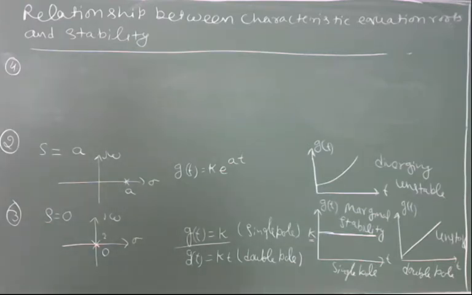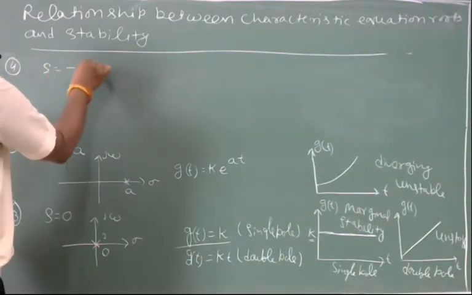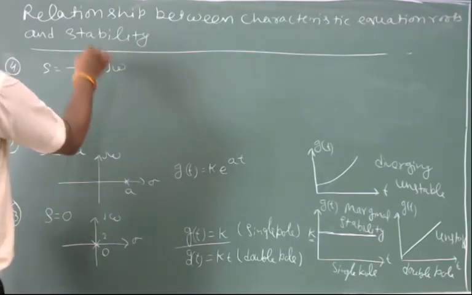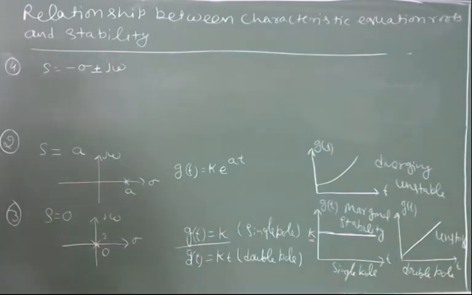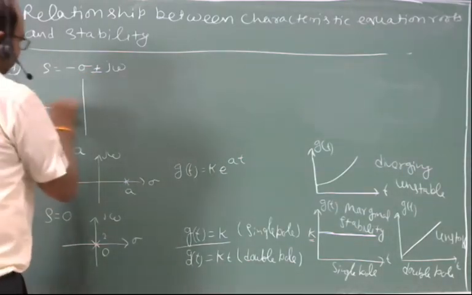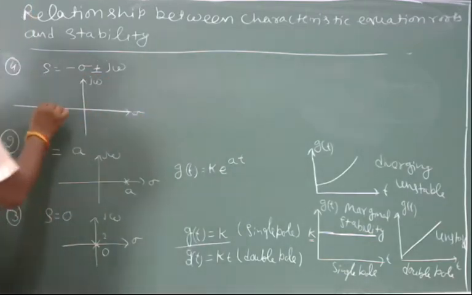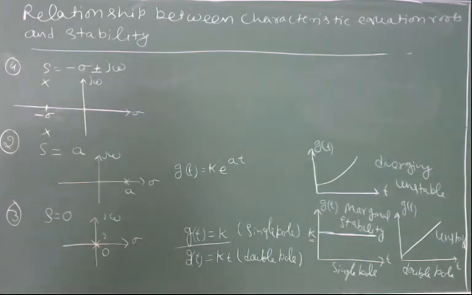A complex pole on the left half of the S plane, that is S equals minus sigma plus minus j omega. It means the pole placement will be like this: minus sigma and here j omega. So one pole is here and one pole is here, right? This is the pole placement, the pole configuration.